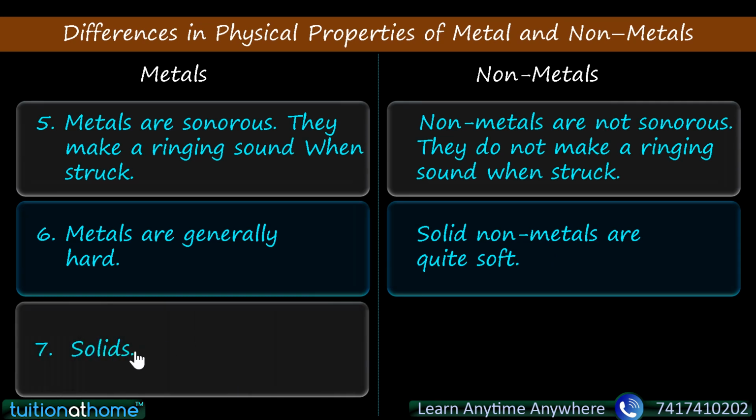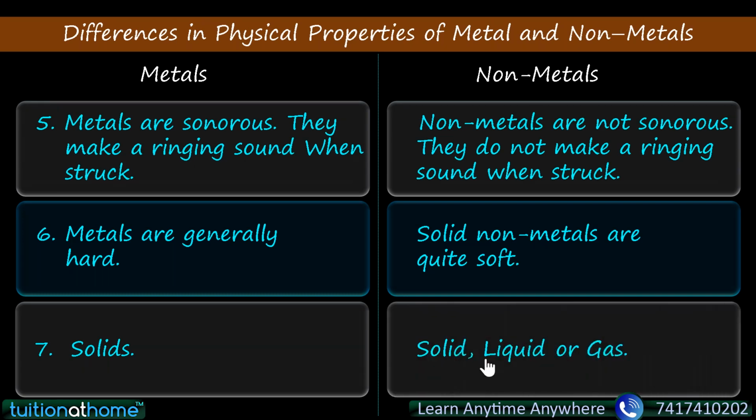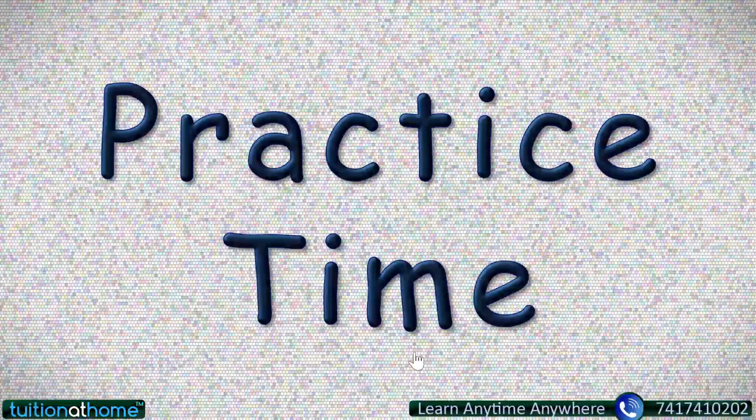Talking next, we have metals which are mostly solids and non-metals which can be solid, liquid or gases. Again, I repeat, an exception to solids: we have mercury, which is a metal, but it's a liquid. So this was a quick revision of all the physical properties that we have learnt in detail. Now it's time for practice.